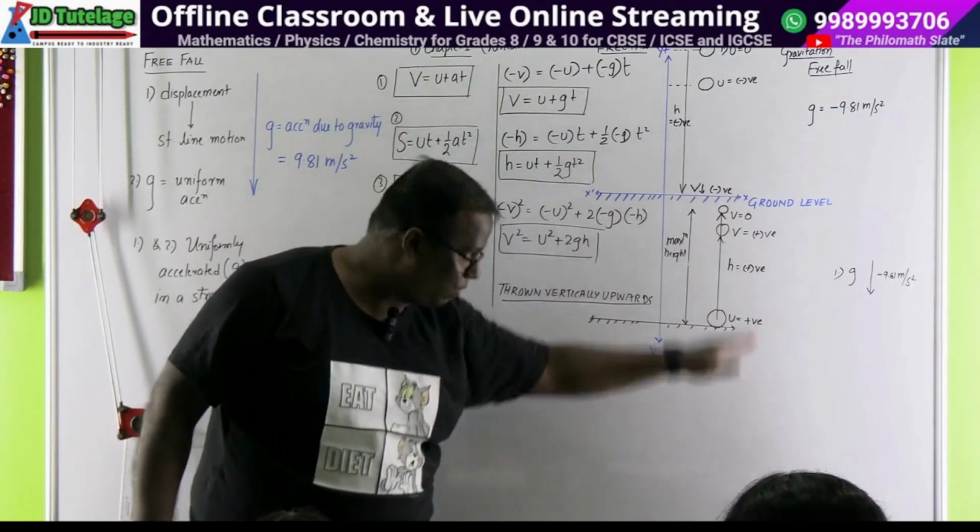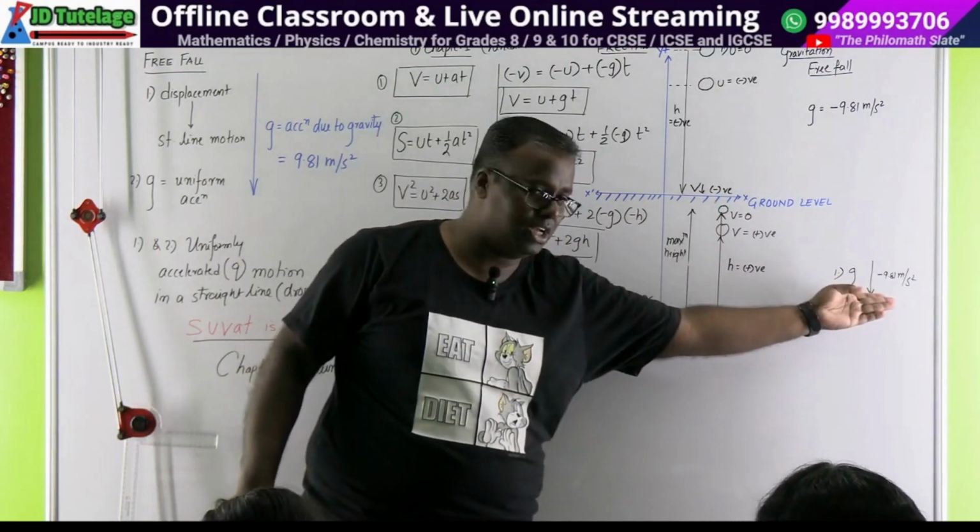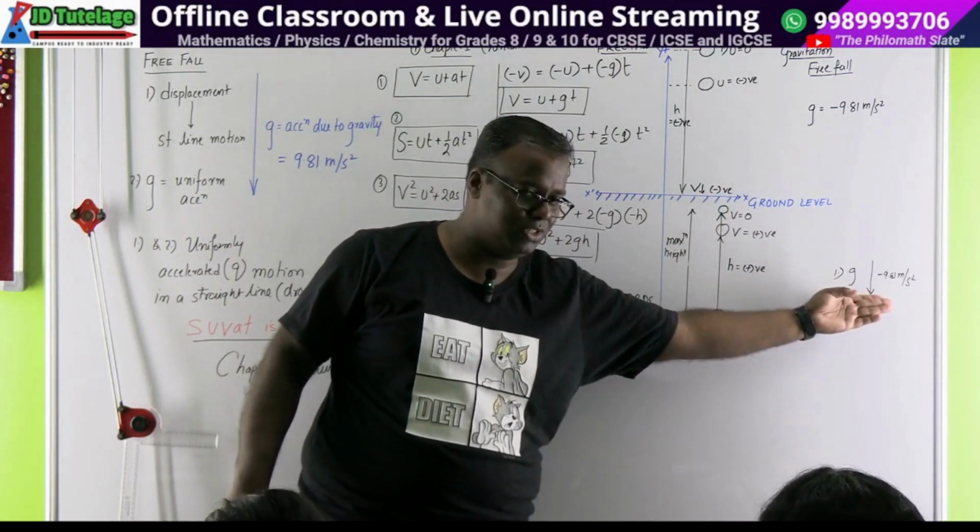Once it starts falling, then V is negative. And why is it getting to 0? Because gravity is opposing it, retardation is acting on it, that is why the velocity keeps decreasing.